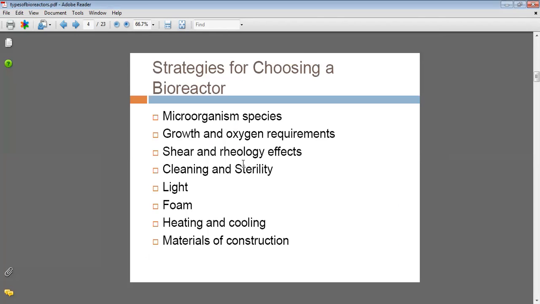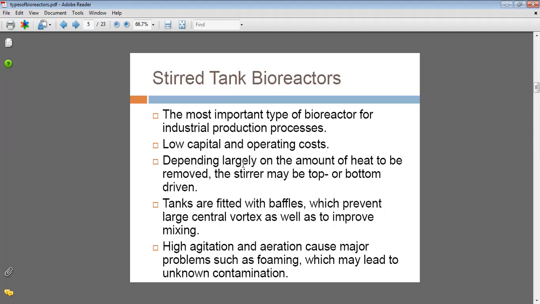It depends on the microorganism species, growth, oxygen requirements, shear, rheology, cleaning and sterility, light, forms, heating, cooling, and material of construction. Stirred tank bioreactor: the most important type of bioreactor for industrial production processes, with low capital and operating cost, depending largely on the amount of heat to be removed.